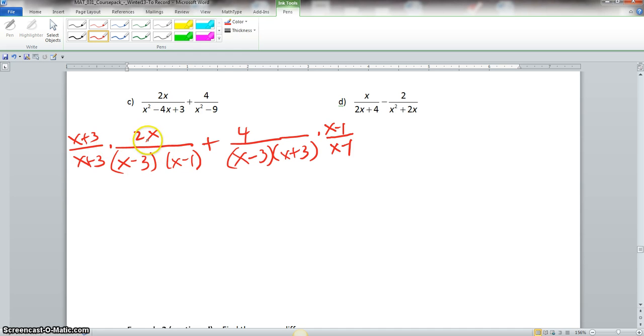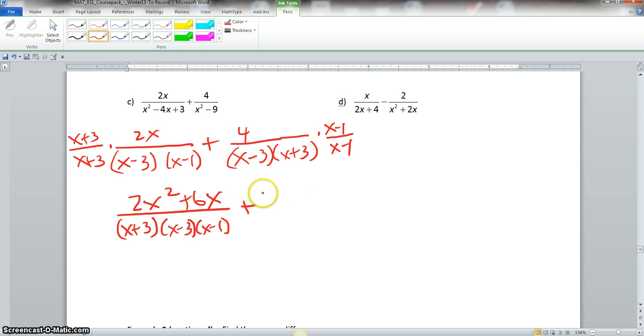So when we multiply this, this will give us 2x squared, because x times 2x is 2x squared, and 3 times 2x is 6x. All over, our denominator will be x plus 3, x minus 3, and x minus 1. Now this will be plus. 4 times x is 4x, and 4 times a minus 1 is minus 4. All over x plus 3, x minus 3, and x minus 1.